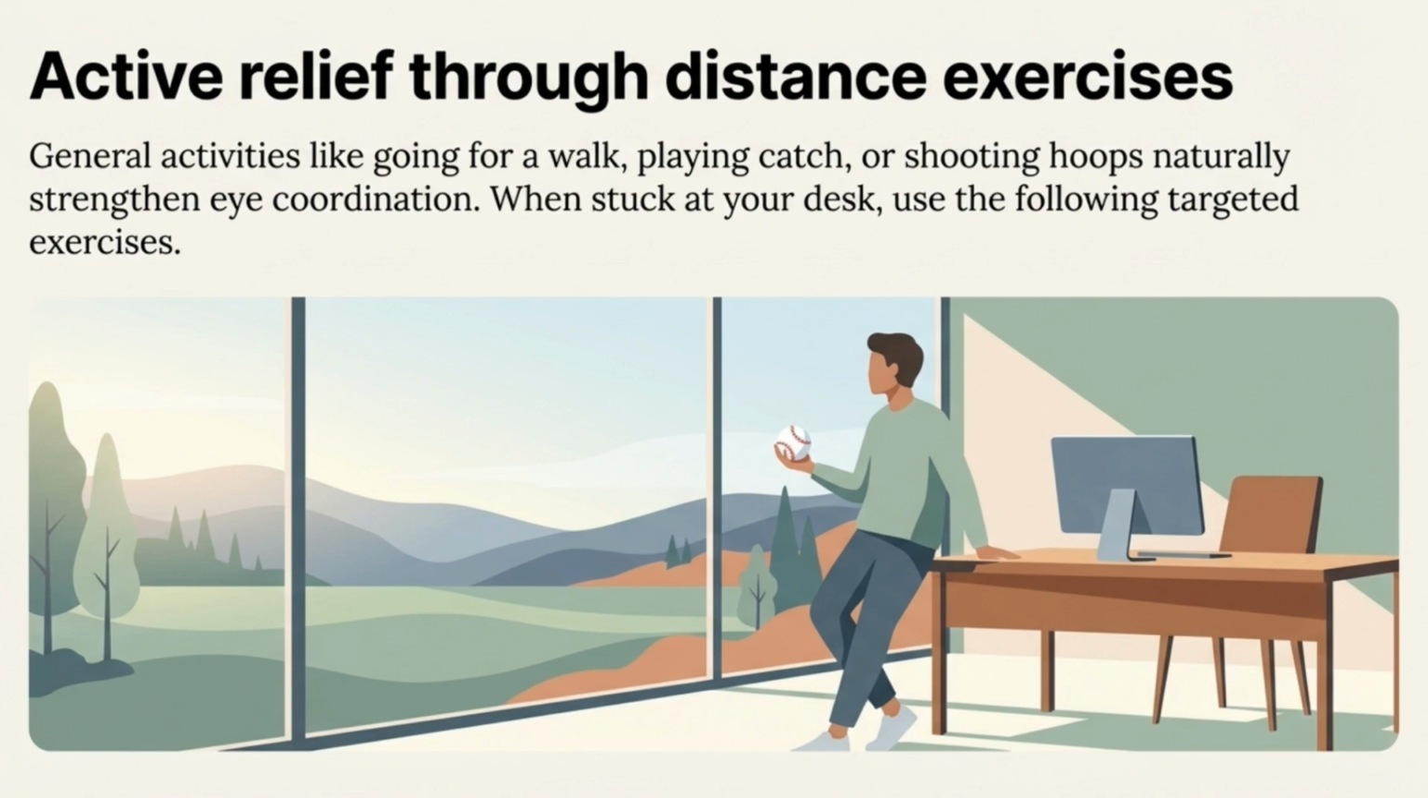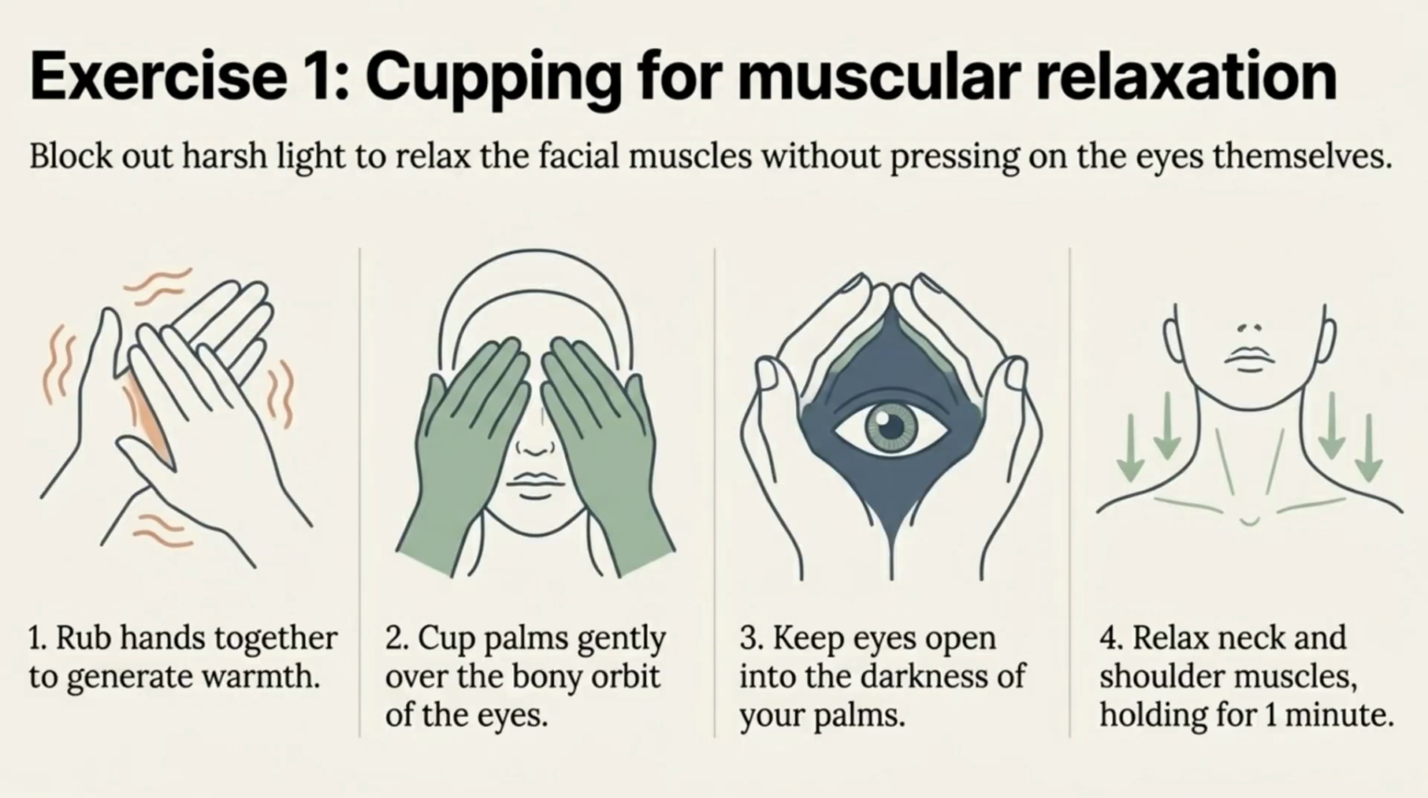Active relief can be achieved through distance exercises. General activities like walking or playing naturally strengthen eye coordination. When at your desk, try targeted exercises. Exercise 1 is cupping for muscular relaxation. Rub your hands to generate warmth. Then, cup your palms gently over the bony orbit of your eyes and keep your eyes open into the darkness of your palms. Finally, relax your neck and shoulder muscles, holding for 1 minute.